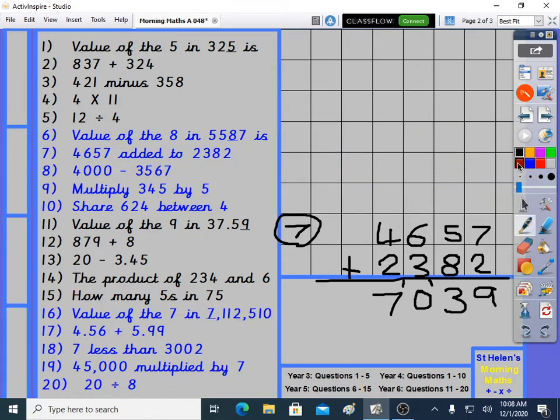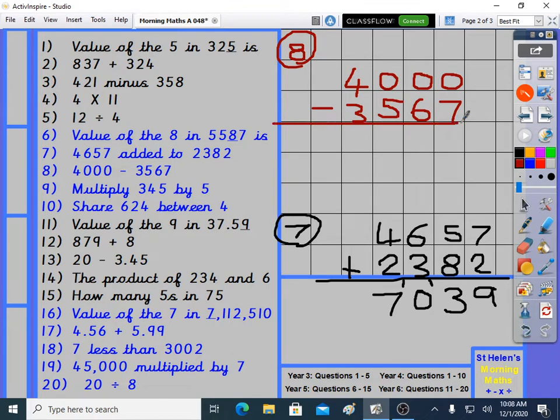Question 8. Switch our brains to takeaway mode. 4,000 take away 3,567. Biggest number on the top in column subtraction, which is 4,000. Do you know what's going to happen in this question? Hopefully you've noticed there's going to be a lot of help needed, a lot of what you might call borrowing needed, because there's zeros at the top. And 0 take away 7 we can't do. So don't think it's 7, don't think it's 0, because it's not. 0 needs some help. You have to go right over here.